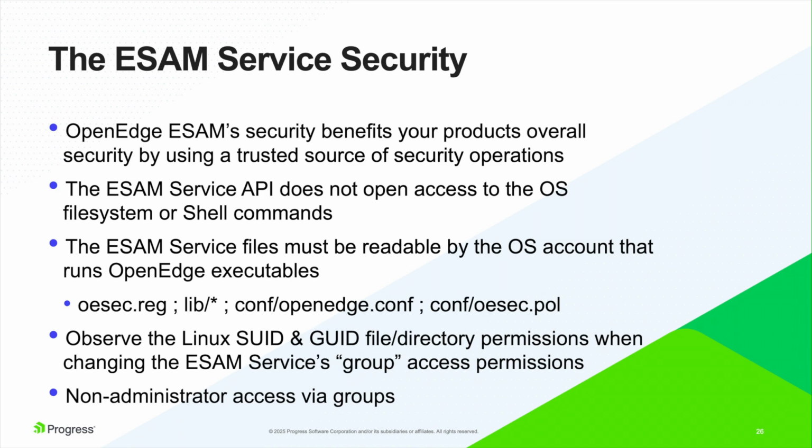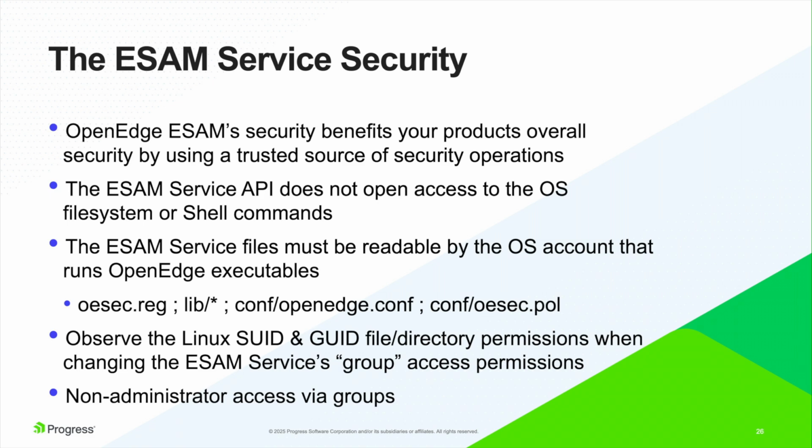For right now, the ESAM service files must be readable by the OS account that runs the OpenEdge executable. Those are the group permissions that Shelley was talking about beforehand. So if you're running prowin.exe, then the account that that process is running in has to have read access to the ESAM service folders and files.